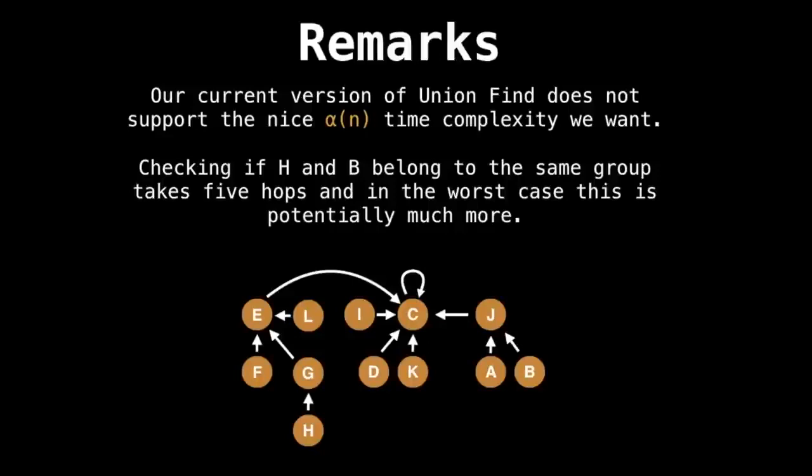But just as an example, if we need to check if H and B belong to the same group or a different group, it's going to take 5 hops in the worst case, and, well, potentially much more. So for H, we find the root node, which is C, and then we go from B, and then find the root node, which is also C. So this takes quite a few hops.